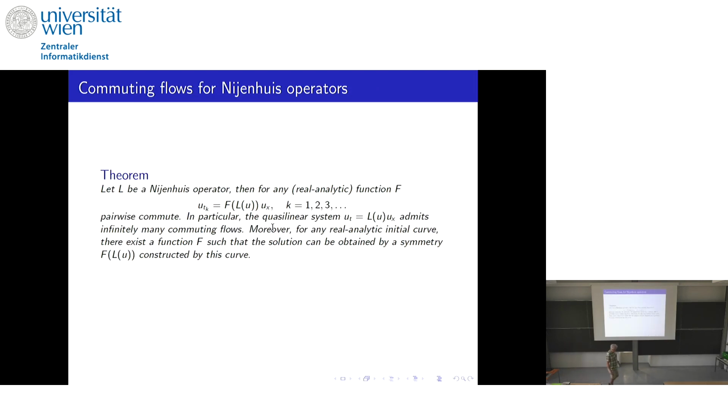And this is where Nijenhuis geometry comes in. Before it, you know Nijenhuis geometry. So it is the result, one of two results. Suppose L is a Nijenhuis operator. Then for any real analytic function f, these flows, whose generators are given by this form, pairwise commute.